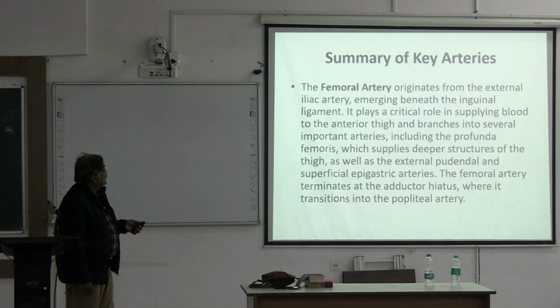Now, a summary of key arteries. The femoral artery originates from the external iliac and emerges beneath the inguinal ligament. It plays a critical role in supplying blood to the anterior thigh and branches into several important arteries, including the profunda femoris, which supplies deeper structures of the thigh, as well as the external pudendal and superficial epigastric arteries. The femoral artery terminates at the adductor hiatus, where it transitions into the popliteal artery.